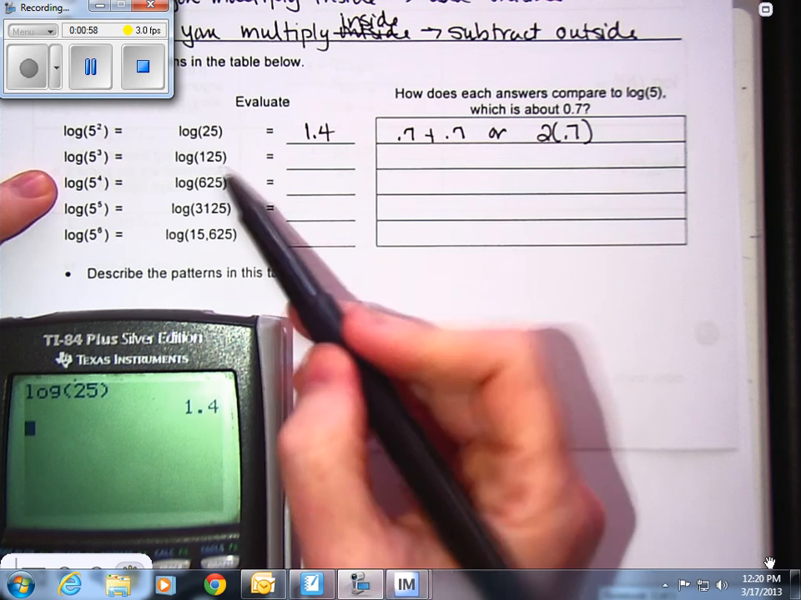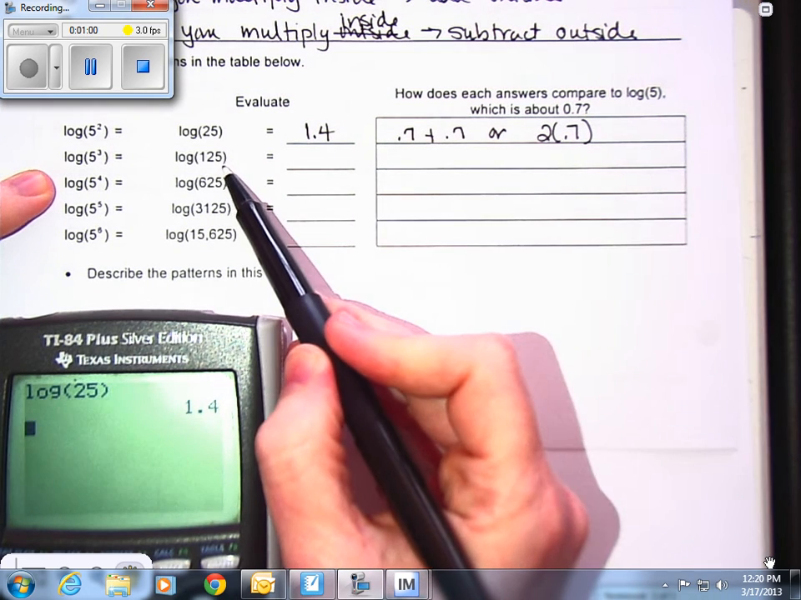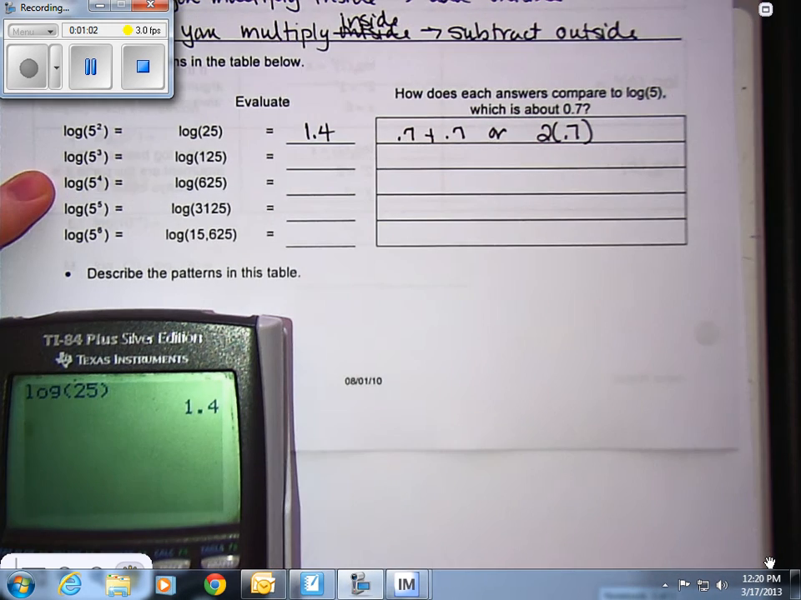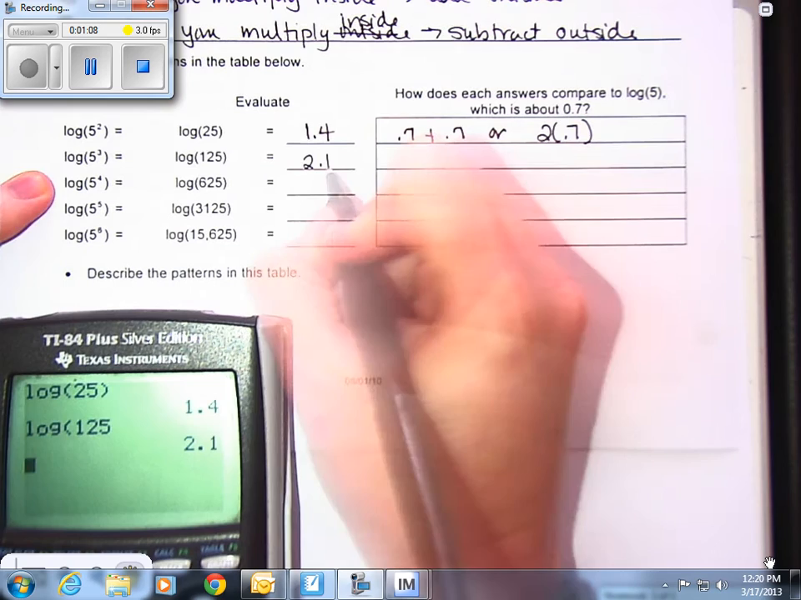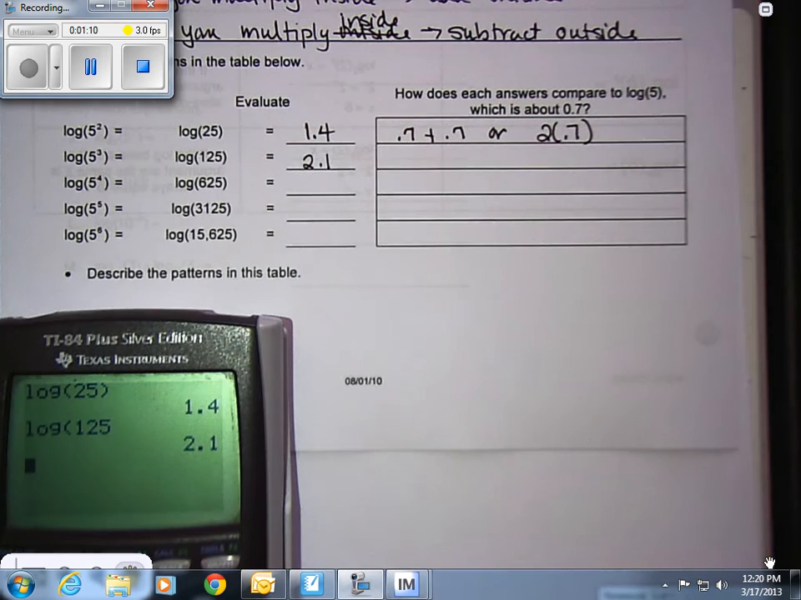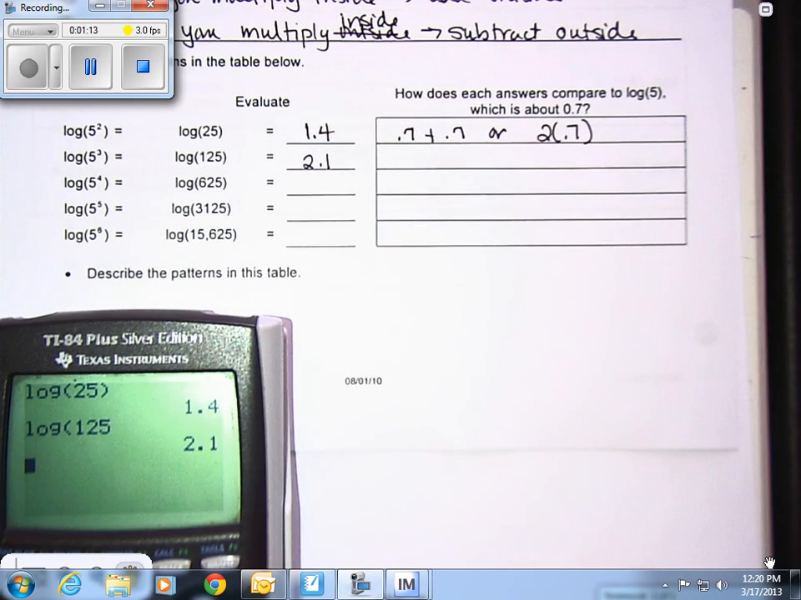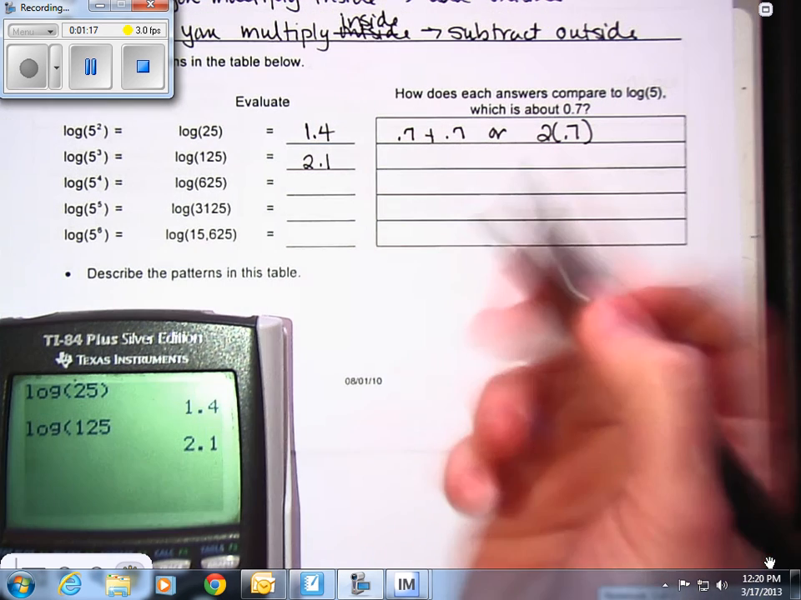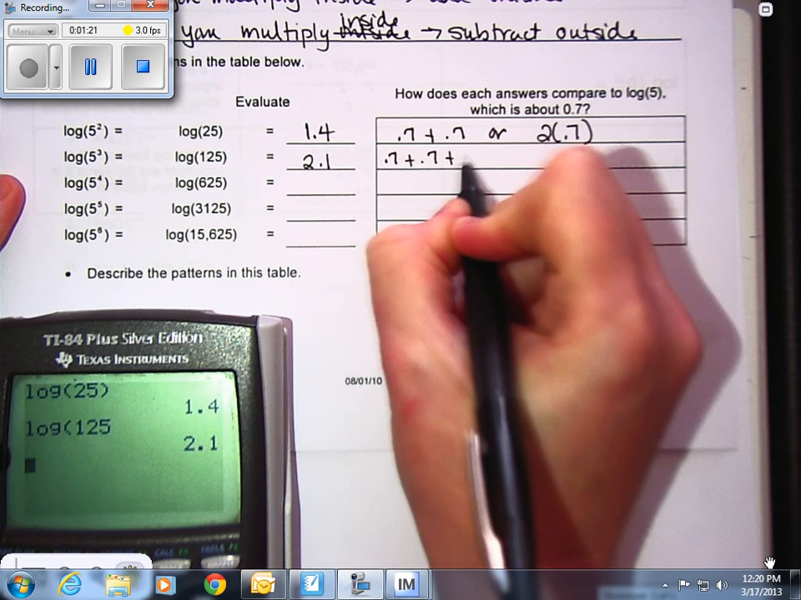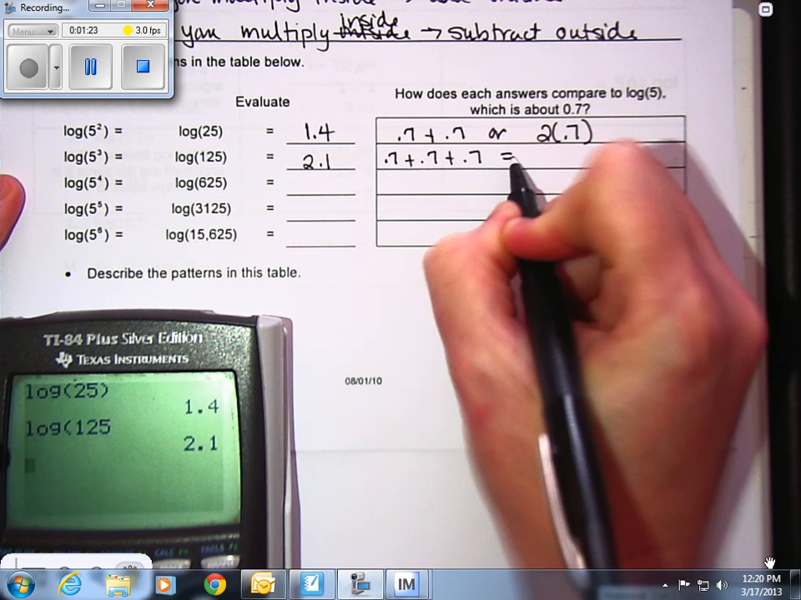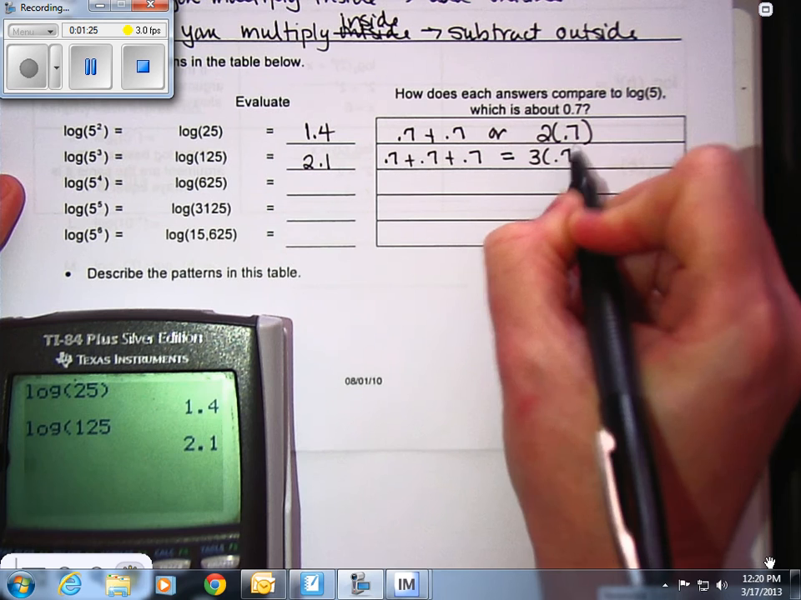5 cubed is the log of 125. So if we were to take log of 125 on our calculator, we'd get 2.1. So how can we get 2.1 from the 0.7? Well, it looks like I'm just adding another 0.7, or 0.7 plus 0.7 plus 0.7, which is equivalent to 3 times 0.7.